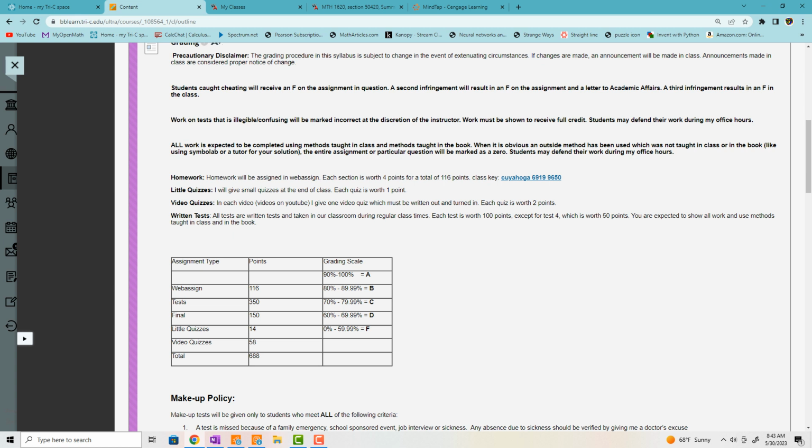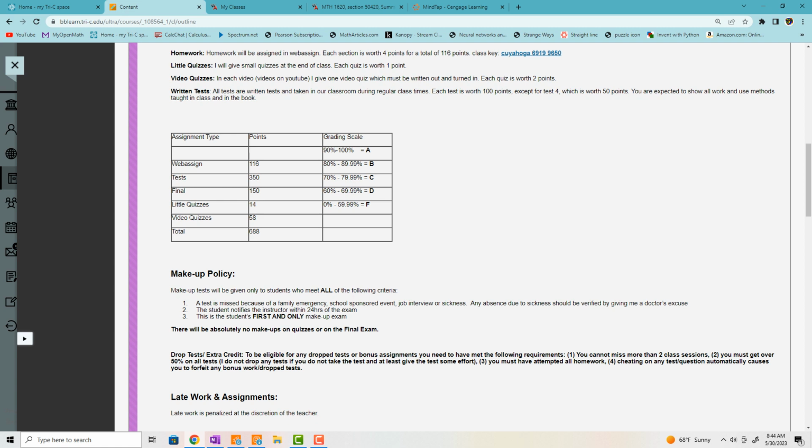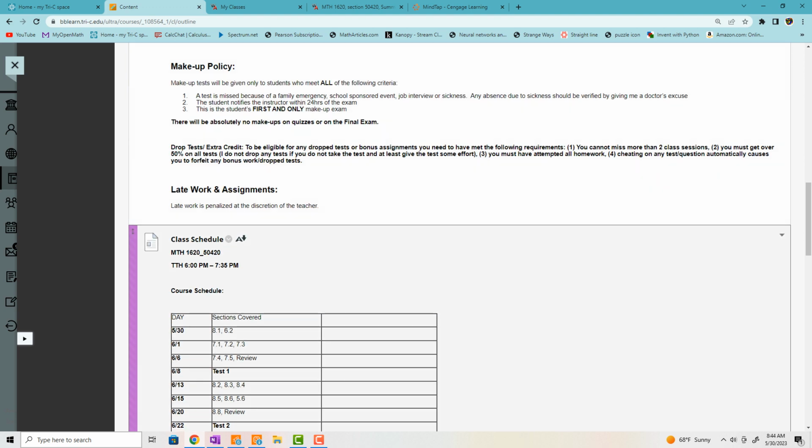Then there will be the written tests, of course, which are all going to be on paper, in class, just traditional tests. Usually I'll base the questions off the homework. And okay, so that's pretty much it as far as work is involved. So WebAssign, the tests, the little quizzes, and the video quizzes, and the final exam is comprehensive.